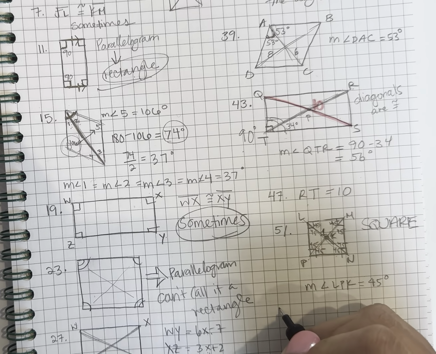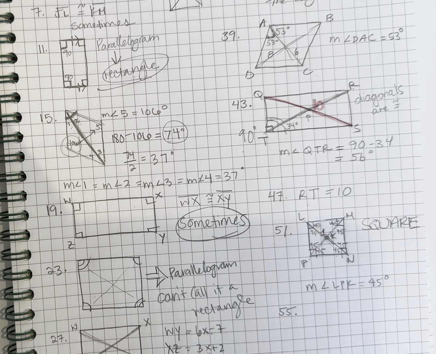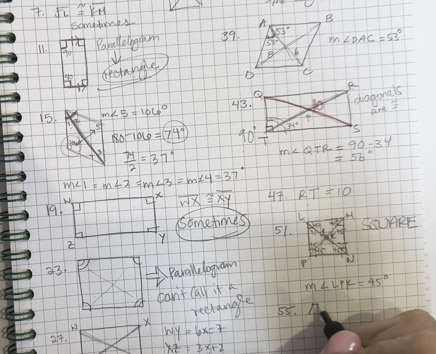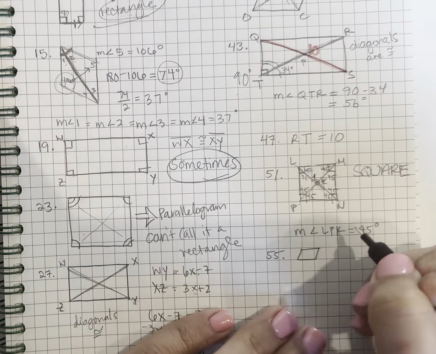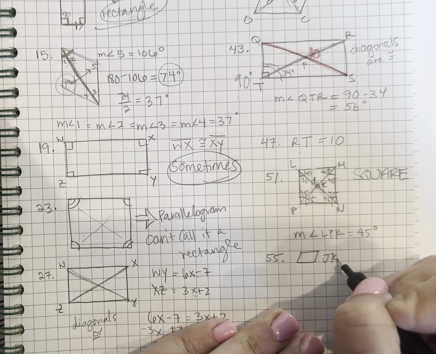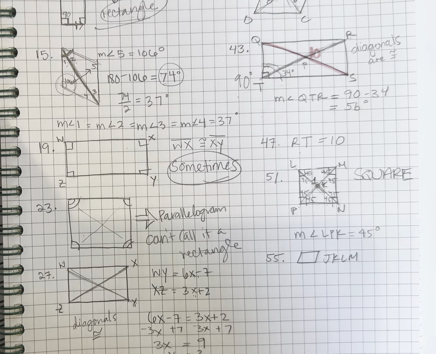51. So we'll skip 53 and we'll do 55. Decide whether parallelogram, look at this, they gave us this symbol. So they are guaranteeing that we've got a parallelogram. JKLM is a rectangle, a rhombus, or a square, and justify.